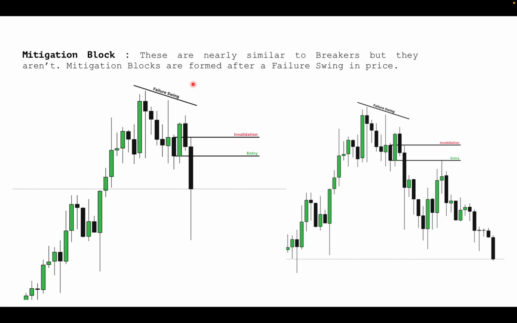So price failed to go above this high, and then it got created, so it is the last down candle before this up move. Then after the up move happened, immediately we had a sell. After the sell happened, we had a retracement into this last up candle. So it could have been a bullish order block.